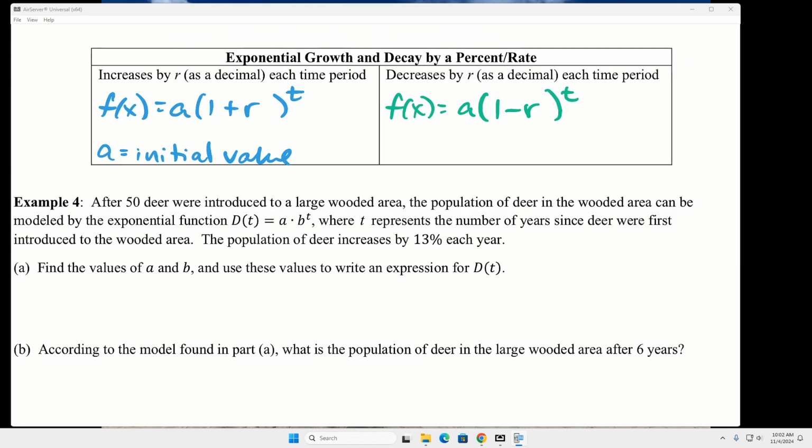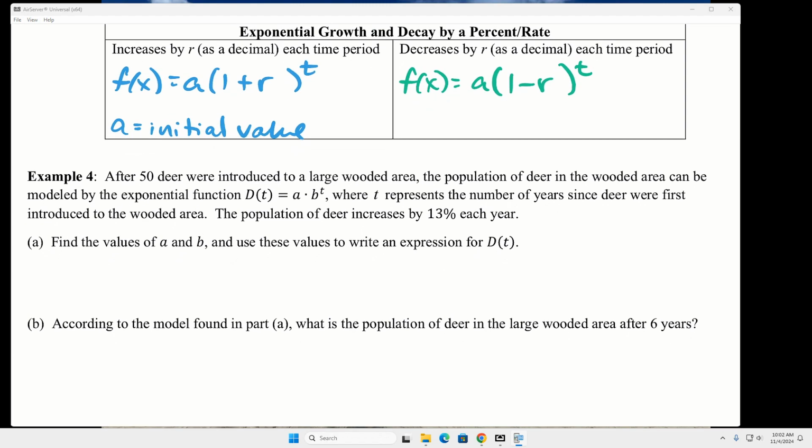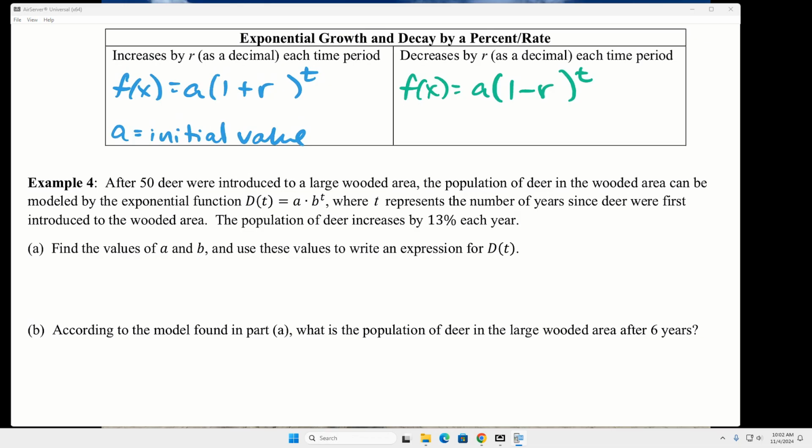So on example 4, after 50 deer, 50 is important, are introduced into a large wooded area, the population of deer in the wooded area can be modeled by an exponential function, where t represents the number of years since the deer were first introduced to the wooded area. The population of deer increases by 13% each year. All right, so we're going to find the values of a and b and use these values to write an expression for d of t.